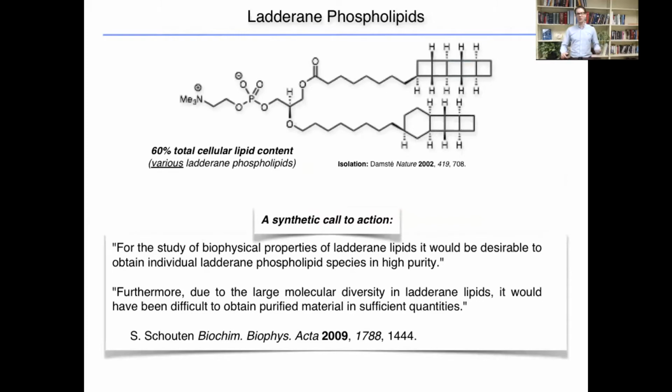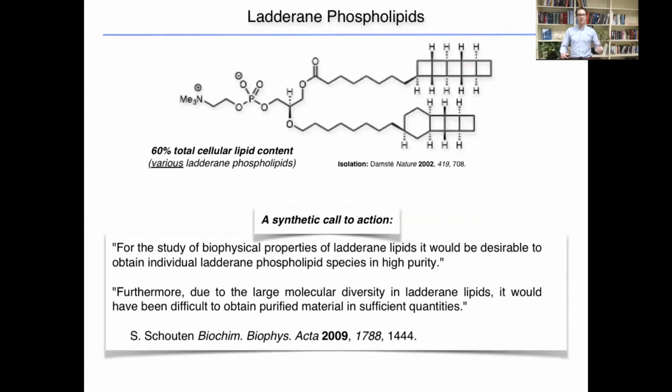Okay, so I want to give a little background on these molecules. It's just kind of an interesting story, but it really ties into the things that we've been trying to do and study. So again, these laterane phospholipids come from a bacterial species, and it's estimated that up to 60% of all the lipids in these bacteria contain some polycyclobutanes.